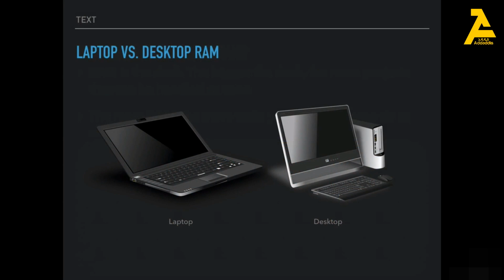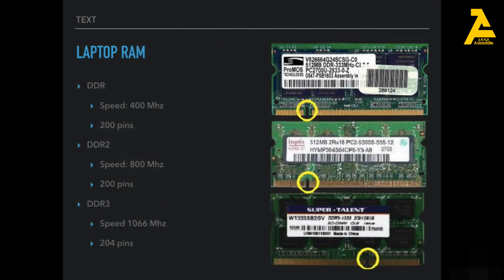Obviously, if you have a laptop, you'll buy laptop RAM. If you have a desktop, you'll buy desktop RAM. But the differences between the two can be confusing. Laptop RAM has three main classifications: DDR, DDR2, and DDR3. Although you will probably only use DDR2 or DDR3. It's been a while since people have used DDR RAM in laptops.